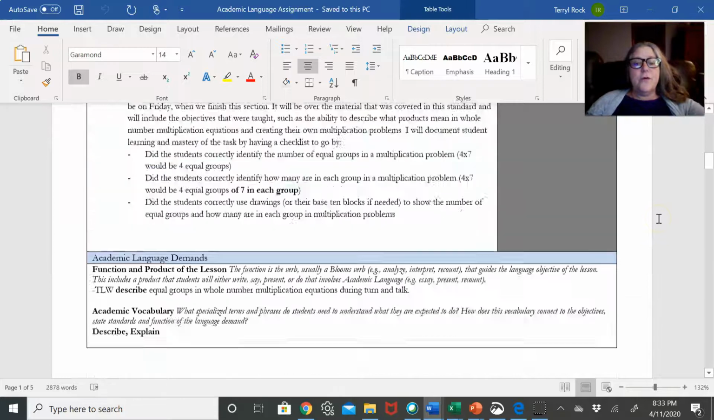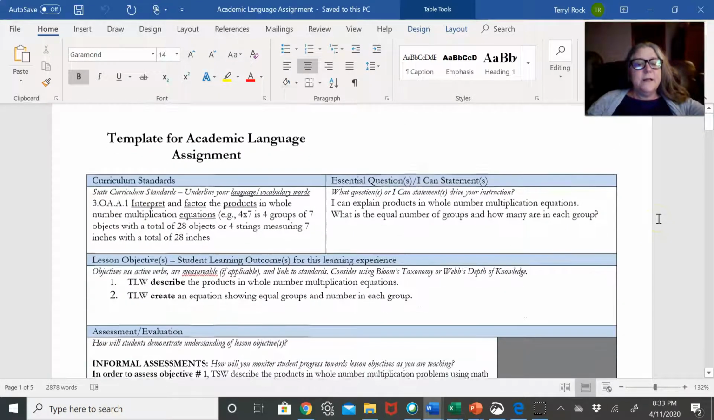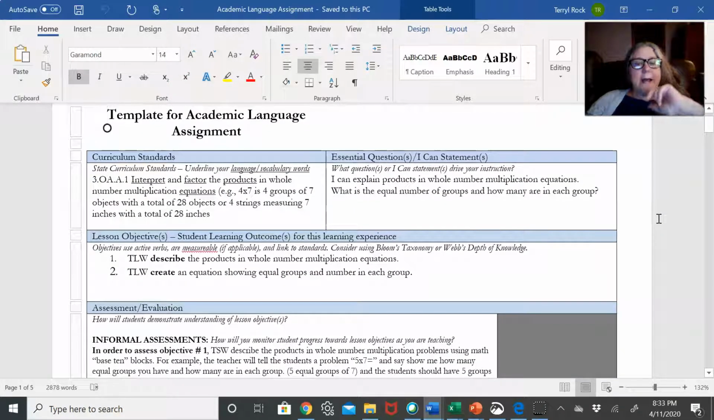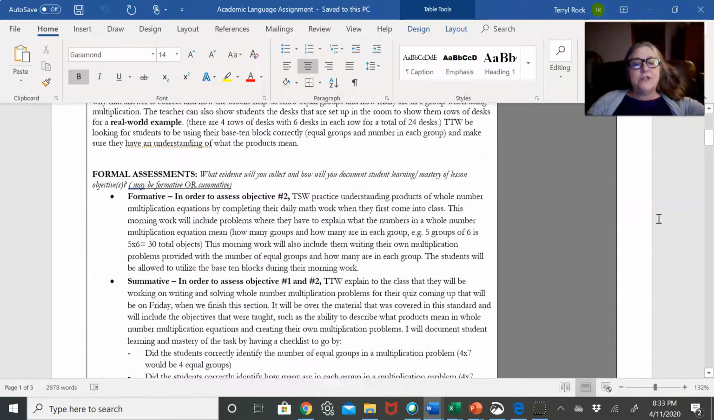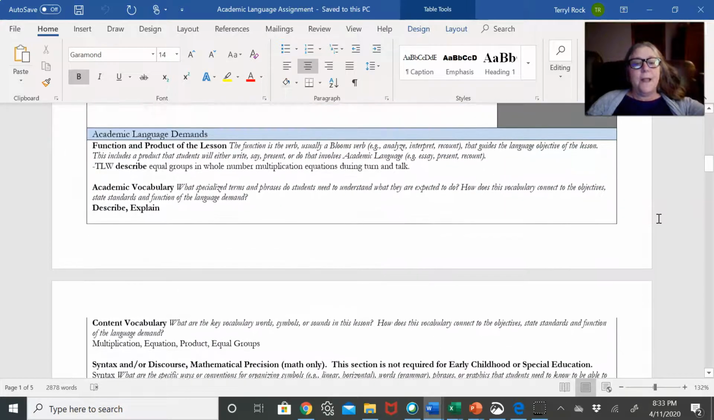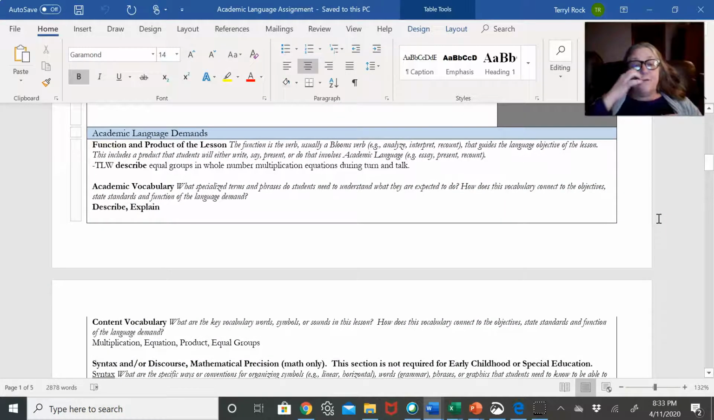So even though in this lesson they're working on learning how to create equations, she's going to focus on the language. And so I can tell right away she's chosen describe. So the learner will describe equal groups in whole number multiplication equations during turn and talk.